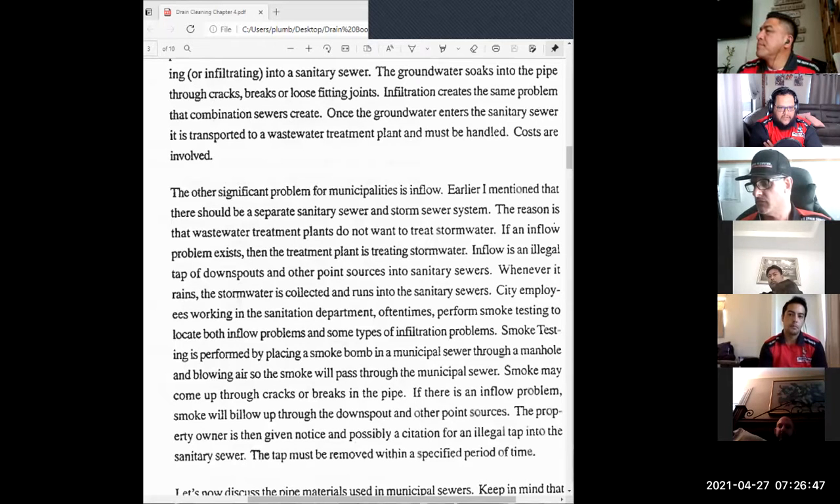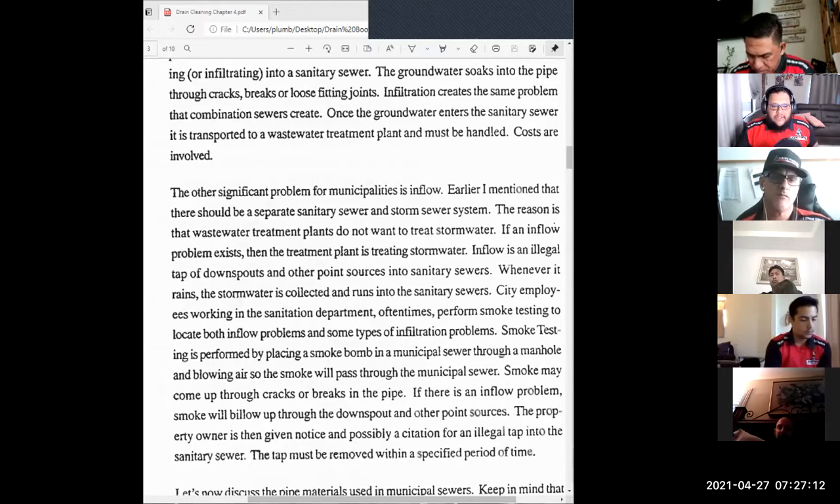And then I guess they do run smoke tests, where if they're getting too much of something going on, they'll run smoke tests and they'll be able to tell if people or commercial properties are illegally tied in, because that smoke will come up from wherever it can escape through. And if they find it through your storm system, then I guess people can get fined or cited for that.